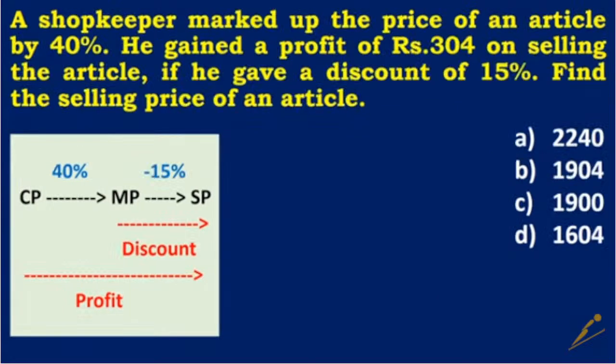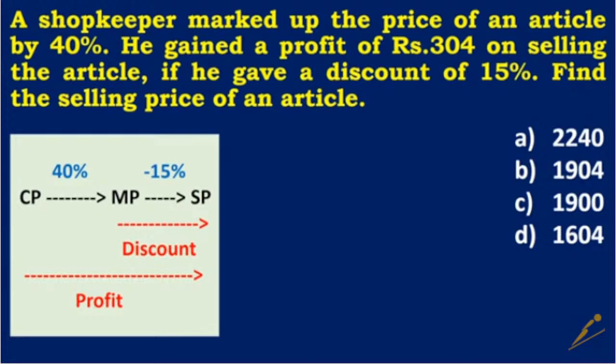Let's look at another example. A shopkeeper marked up the price of an article by 40%. He gained a profit of rupees 304 on selling the article if he gave a discount of 15%. Find the selling price of an article.